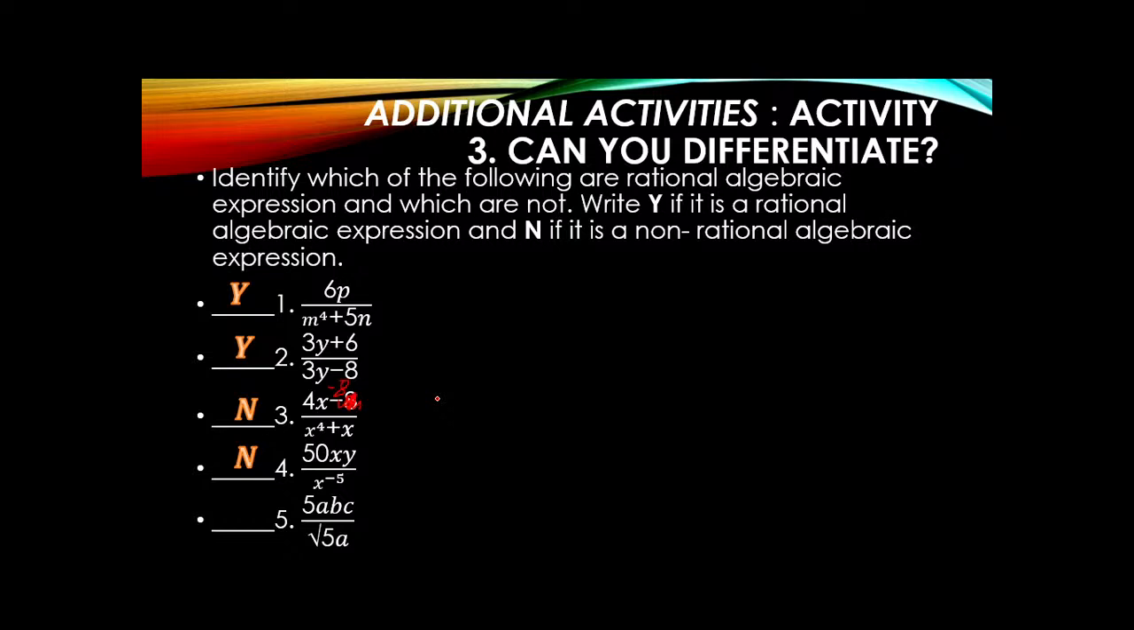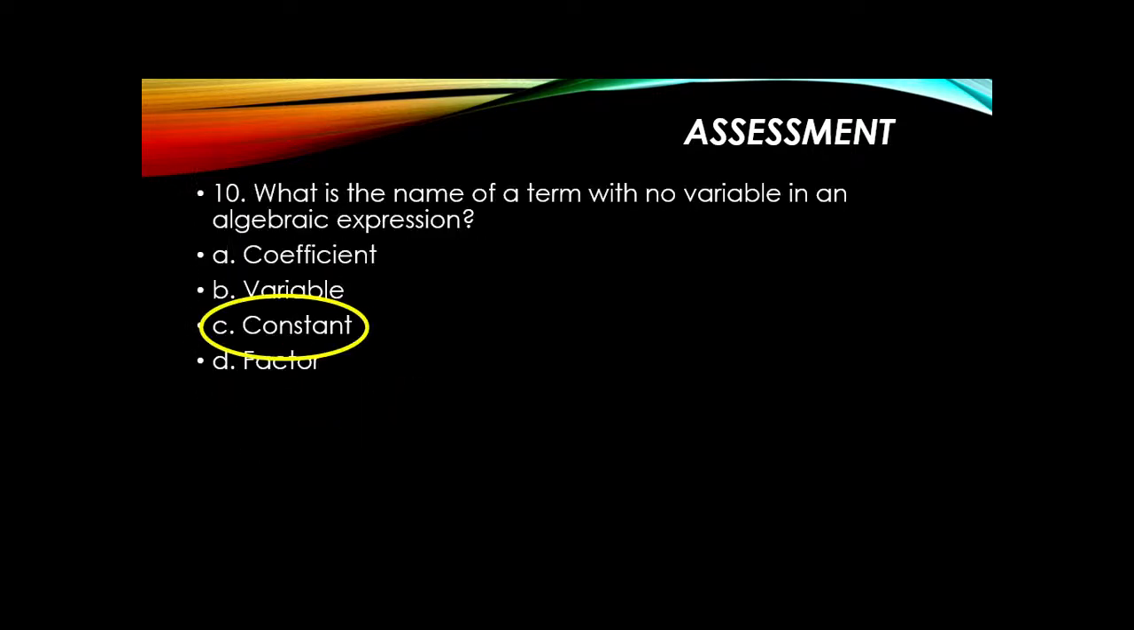So, N. Number 5, 5abc all over square root of 5a. The square root of 5a is not a perfect square, therefore it is not rational. So, N. Okay, that's the end of Module 3.